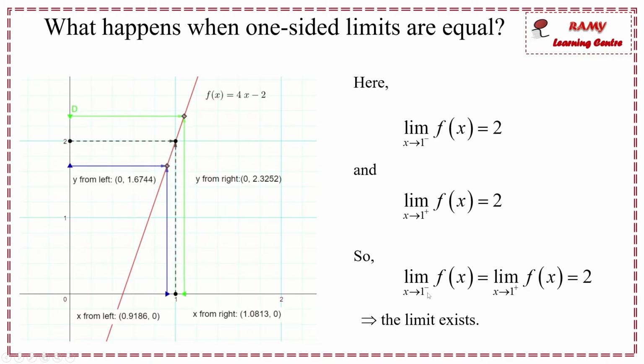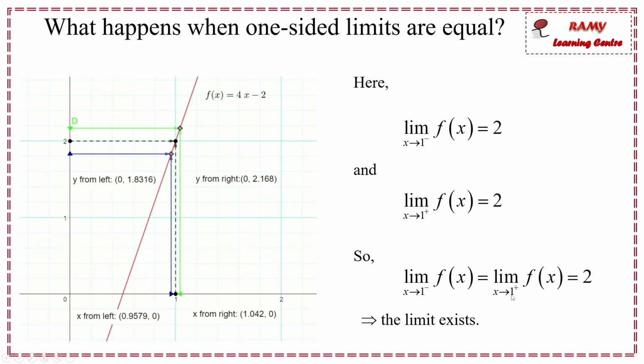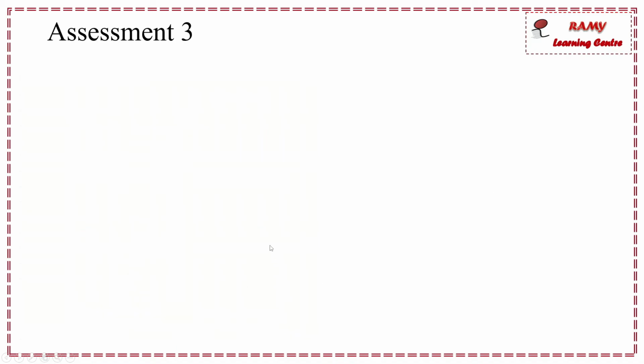Therefore, limit x tending to 1 minus of f of x is equal to limit x tending to 1 plus of f of x is equal to 2. Here the limit exists. Let us look at the third set of problems. Let f of x is equal to 6 by x squared plus 9. Find limit x tending to 7 plus of f of x.